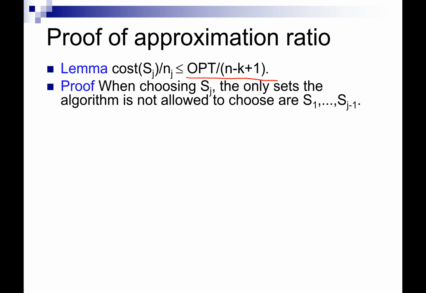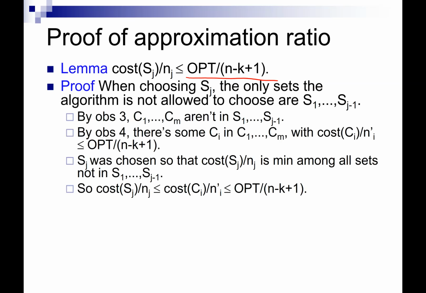And this is because when we were choosing S_j, the only sets you're not allowed to choose are the ones that we've already chosen, which are S_1 up to S_j minus 1. All of the remaining sets we can choose. So S_j can be anything which is not S_1 up to S_j minus 1. And what we said earlier was that all of these C sets are not among S_1 up to S_j minus 1. Therefore when you choose S_j, you're actually allowed to choose any of these C sets if you wanted to. And we also said that at least one of these C sets has this condition.